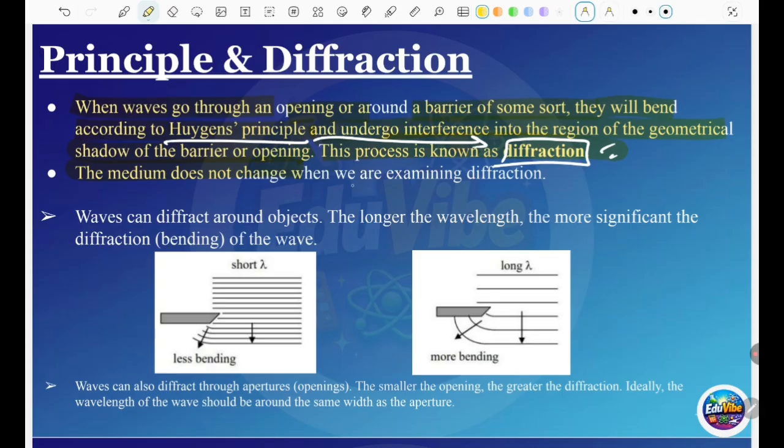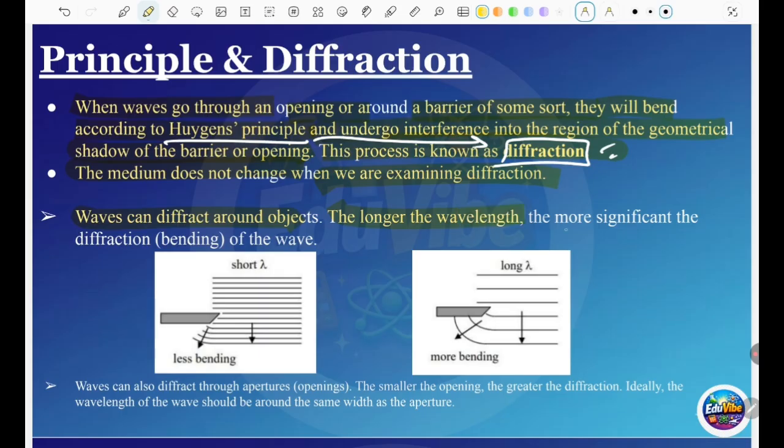The medium does not change when we examine diffraction. Nothing about the medium changes, unlike in Snell's law or in refraction. There is no change of medium. Waves can diffract around objects. There is an object, and diffraction can occur with that, and it all happens with waves.